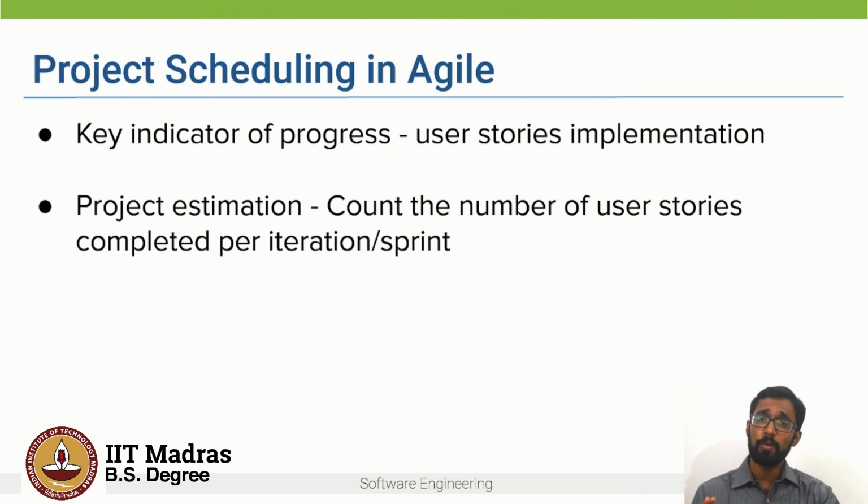So we can do project estimation by simply counting the number of user stories completed per iteration and then calculating the average number of stories per week. This will give us an estimate of how much time, effort, and cost is required to complete the entire project.